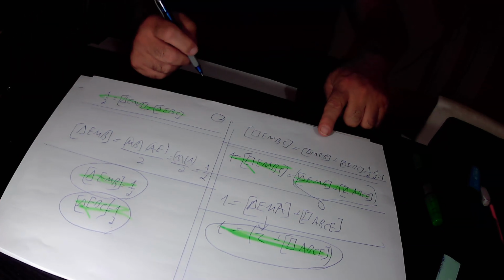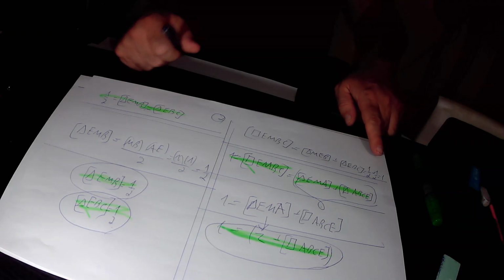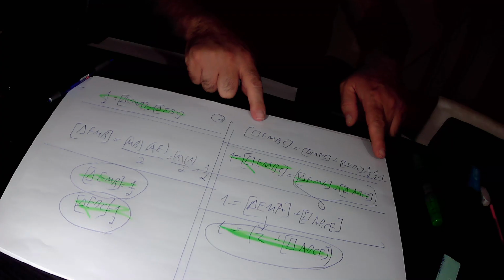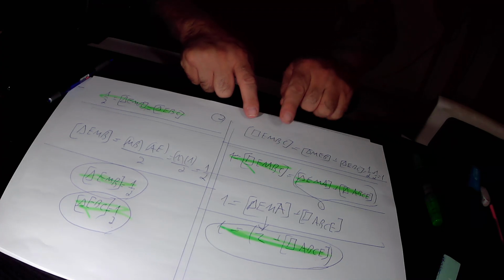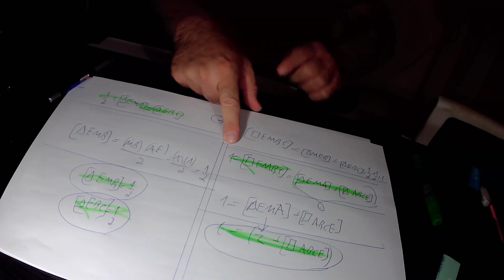We already found out that the area of triangle EMB is equal to 1/2 square units in size, plus the area of triangle EBC is also equal to 1/2. 1/2 plus 1/2 is 1. So in total, we found out that the area of the big quadrilateral EMBC is equal to 1 square unit in its size.